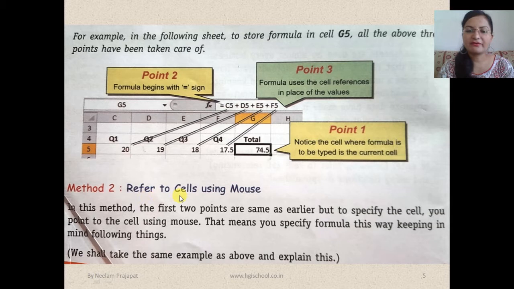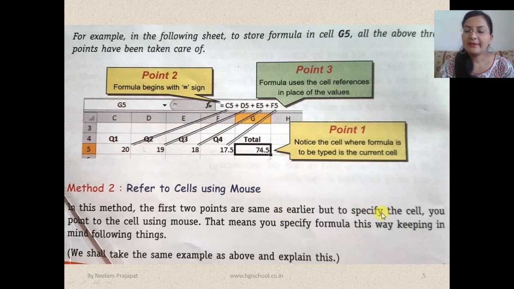Now how to refer to a cell using the mouse? We can also do it with the help of the mouse. This we have written with the help of the keyboard, but we can do it directly by clicking with the mouse. So in this method the first 2 points are the same.